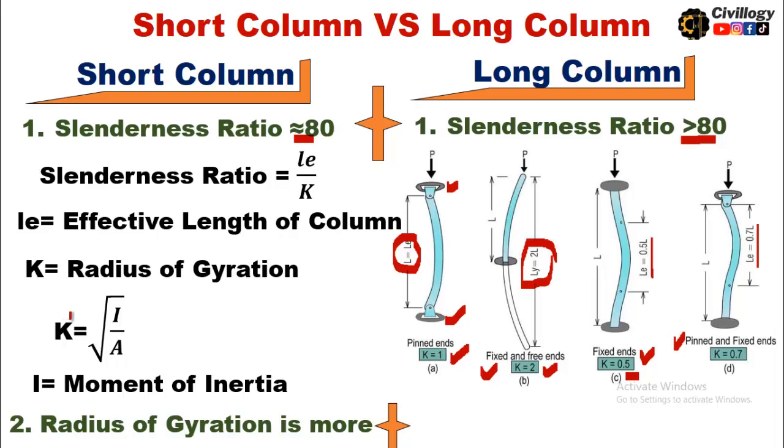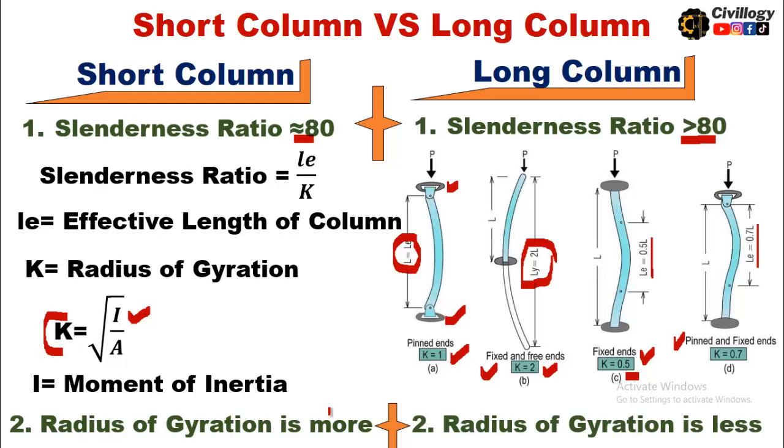The second point is radius of gyration is more for short column. As you can see over here, the value of K will be greater for shorter columns and K is directly proportional to moment of inertia. It means that short columns will have higher moment of inertia and higher radius of gyration. On the contrary, long column have less radius of gyration.